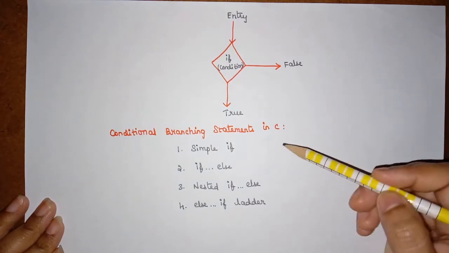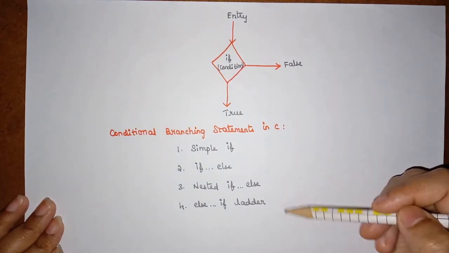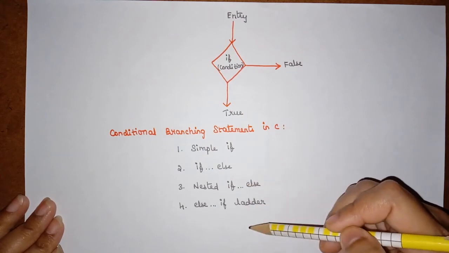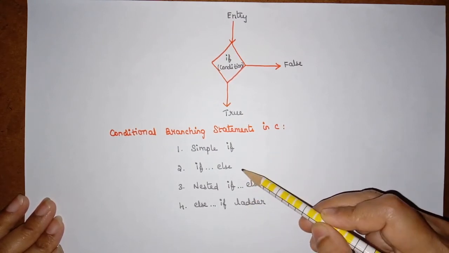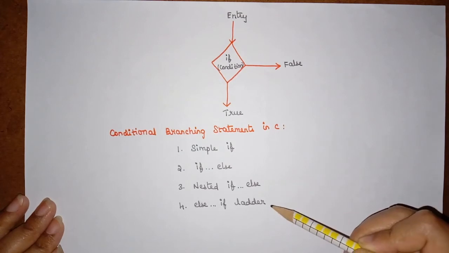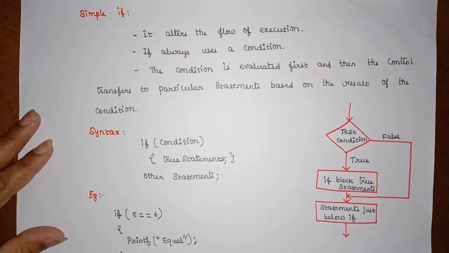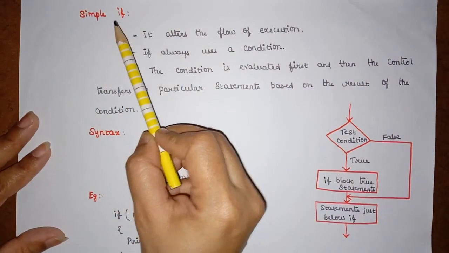And coming to the types of conditional branching statements. Here we have four conditional branching statements: simple if, if else, nested if else, and else if ladder. We'll see all of these one by one. Starting with the simple if statement.